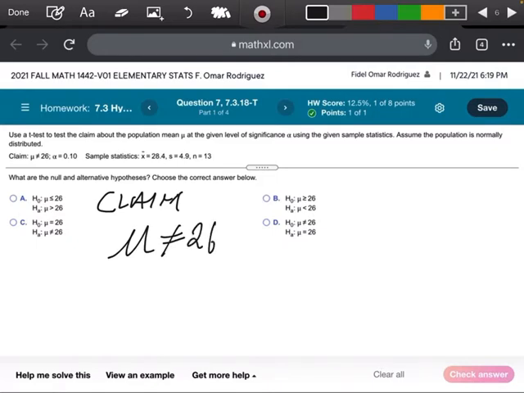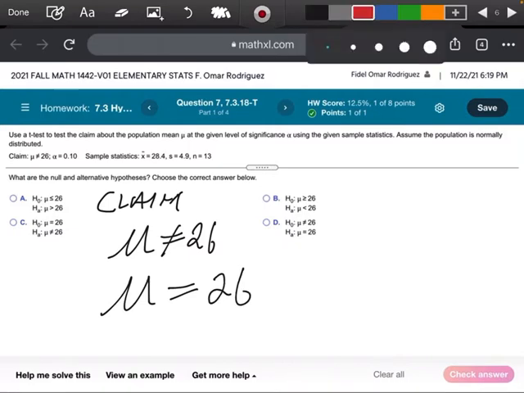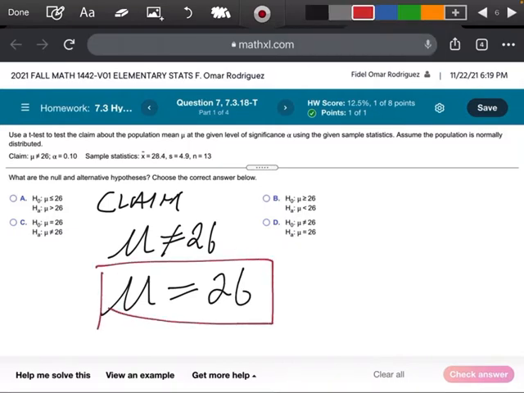So the first thing we know is that our claim says mu is not equal to, in this case, 26. So this is a claim. Remember, we're going to find the opposite of the claim. The opposite of saying something is not equal to is saying that it is equal to. Now, anytime we have the equal to, that is our null hypothesis, and the part that does not have the equal to is my alternate.